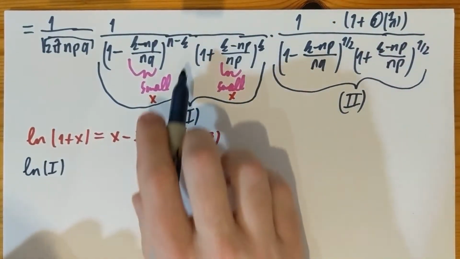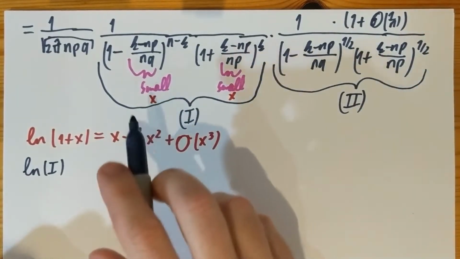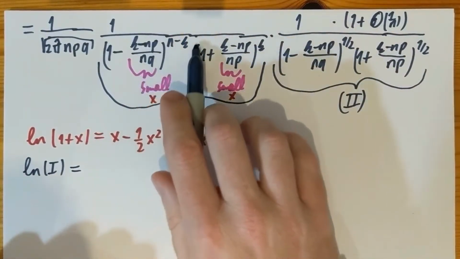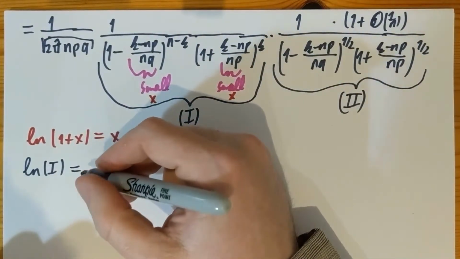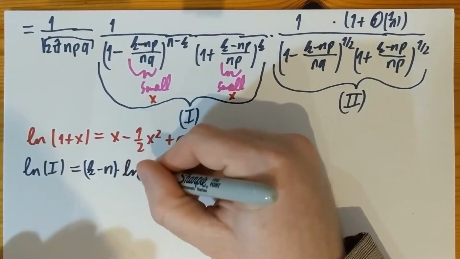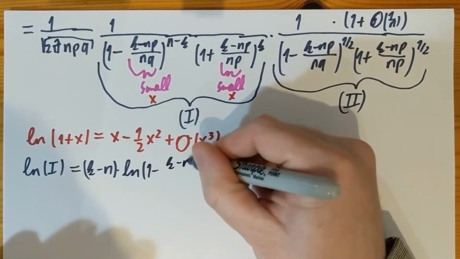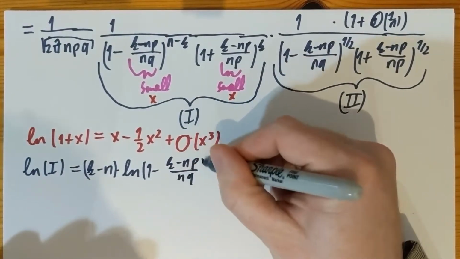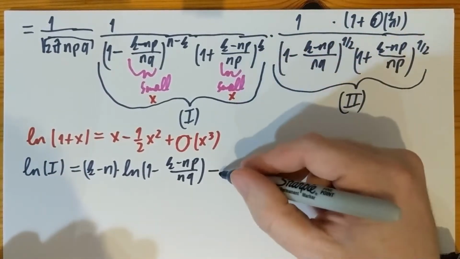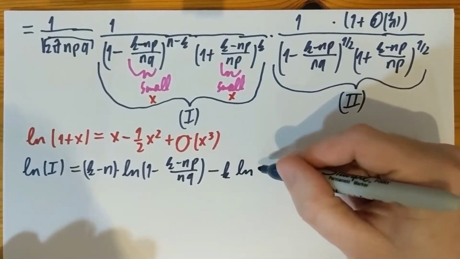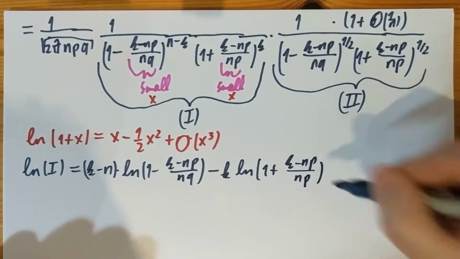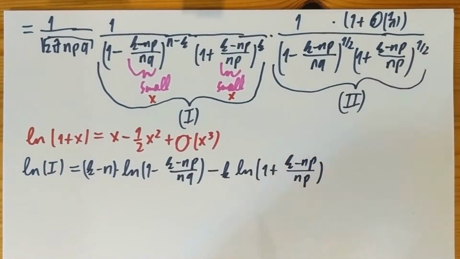Okay, so let's take the log of term 1, so this term here. What do we have? It's a product, and it's something in the denominator, so that immediately gives a minus sign. The log brings this exponent out in front, but I also have the minus sign, so I'm going to write this as k minus n times the natural log of 1 minus k minus np over nq, and then I have a minus, because it's in the denominator, k, the exponent comes out as a factor k, log of 1 plus k minus np over np. Okay, that's the log of term 1.